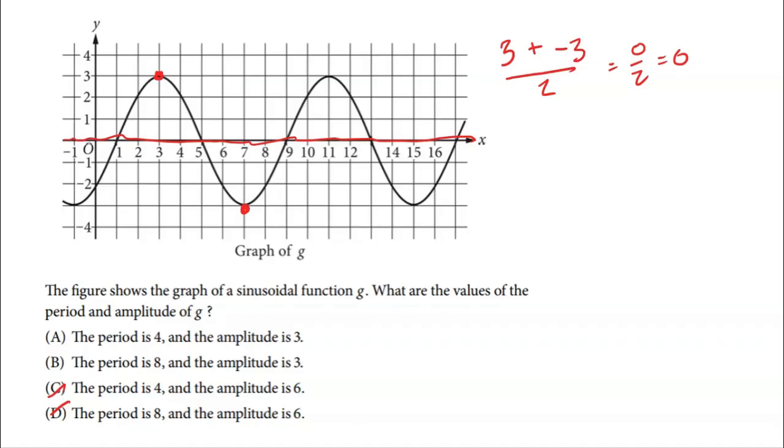I see a cosine curve right away. A cosine curve starts at its max, comes down to its min, and then back to its max. That's one full period of a cosine. And I asked myself, well, how long did that take?